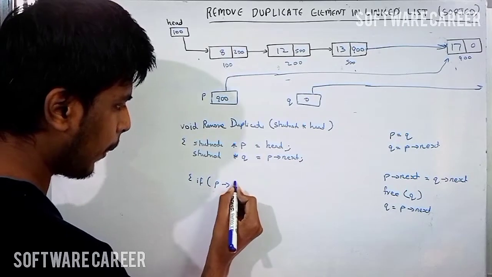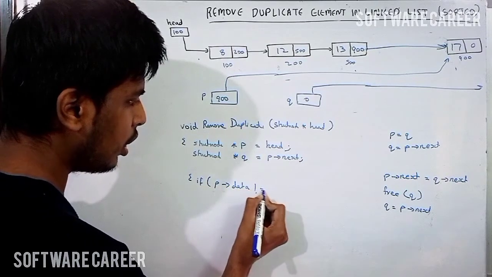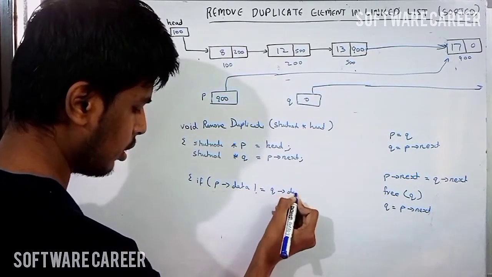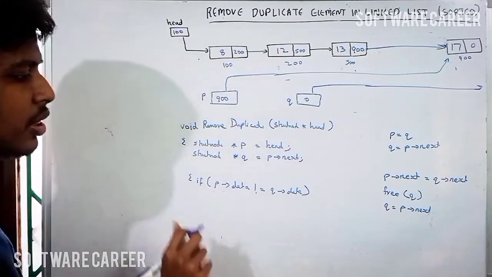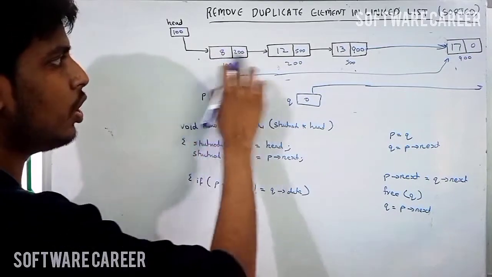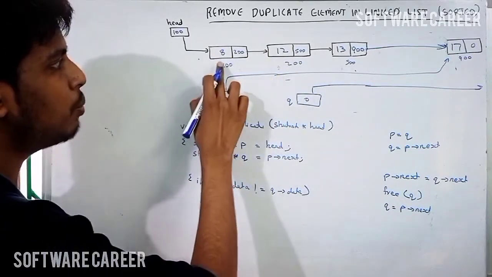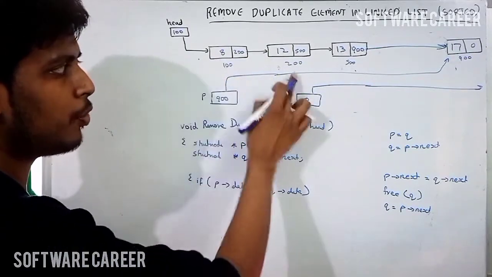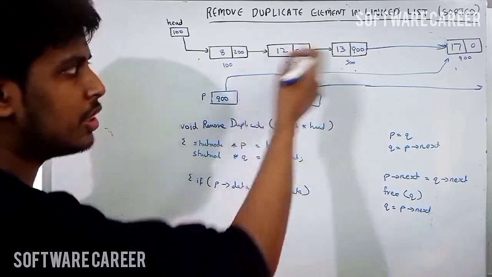If P data not equals to Q data. See, what is this? I am checking if 8 is not equals to 12. This is not equal, right? Then what I should do? I have moved P pointer one step forward and Q pointer one step forward.